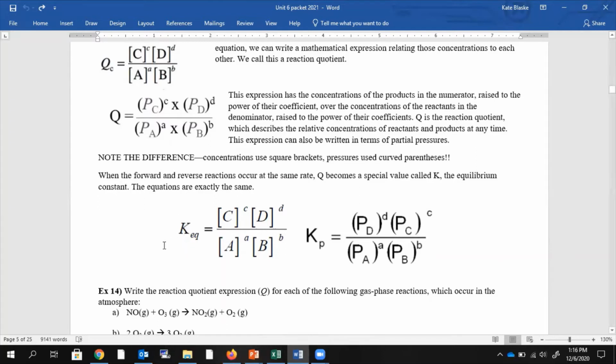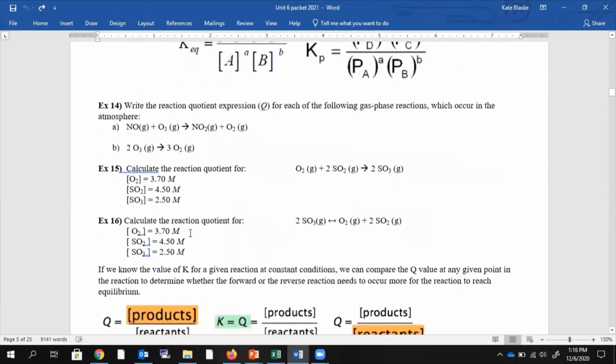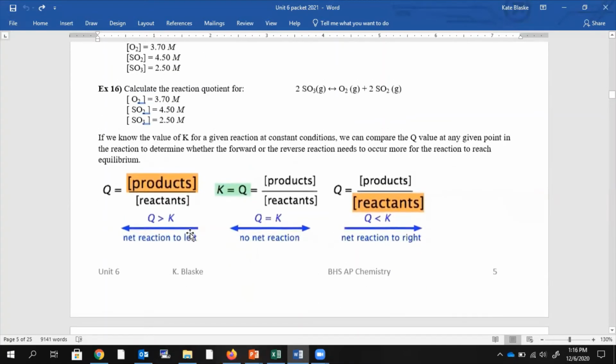This equilibrium constant, we are not concerned about the units on it, but we are going to use the value of this number to tell us more about what's going on in the reaction. So if we have a situation where we can solve for our Q, and we know what the equilibrium constant for that reaction should be, we can compare the value of Q to K to know what's going to happen to that reaction.